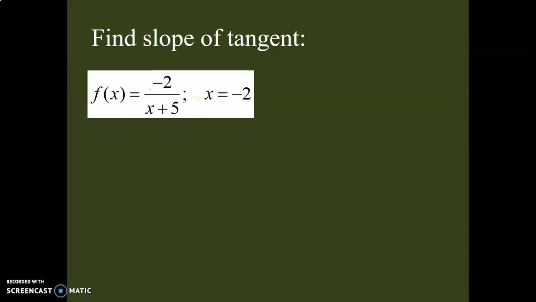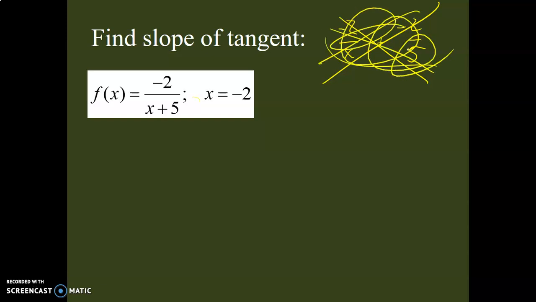Find the slope of the tangent for this equation when x equals negative 2. Now, this one looks a little bit different because we have x plus 5 on the bottom. What some kids would want to do is make it negative 2 over x plus negative 2 over 5, but that would be wrong. That's illegal math. You're not allowed to do that.